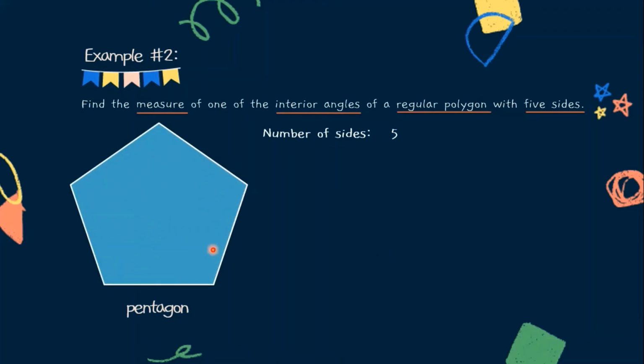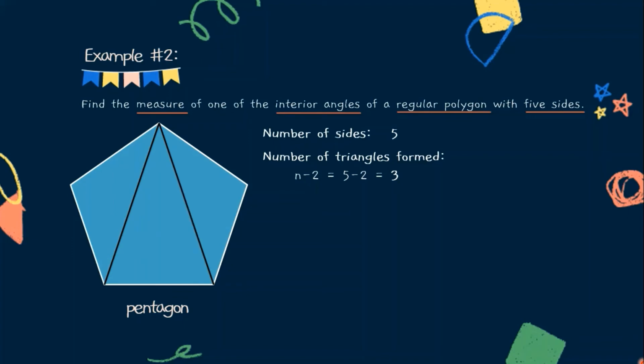And this is how a pentagon looks like. Meron siyang 5 sides. Para malaman natin yung sukat ng isa sa mga interior angles nitong pentagon na ito, we have to know how many triangles can be formed out of this polygon. Following the formula n-2, wherein yung n ay substitute natin ng kanyang number of sides, magiging 5 minus 2, which is 3. Kaya itong pentagon na ito ay makakabuo daw ng 3 triangles. Checking it by drawing a diagonal from one vertex, we're able to form 3 triangles.